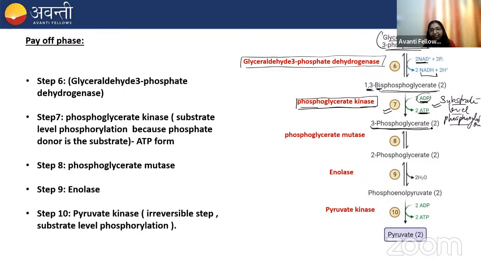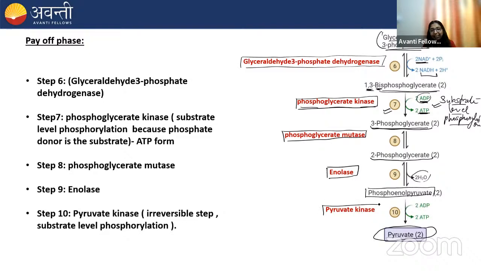Now this 3-phosphoglycerate is converted to 2-phosphoglycerate. The enzyme involved is phosphoglycerate mutase. Now this 2-phosphoglycerate is converted to phosphoenolpyruvate, and the enzyme involved is enolase. Okay, and in this process water is released. Now this phosphoenolpyruvate is converted into pyruvate, which is the end product of glycolysis. Remember, the end product of glycolysis is pyruvate, and 1 glucose molecule forms 2 molecules of pyruvate.